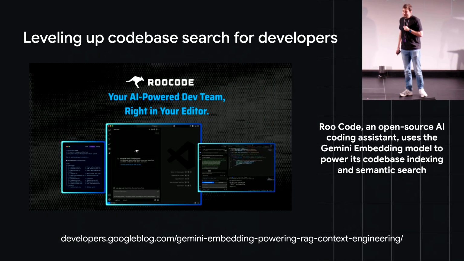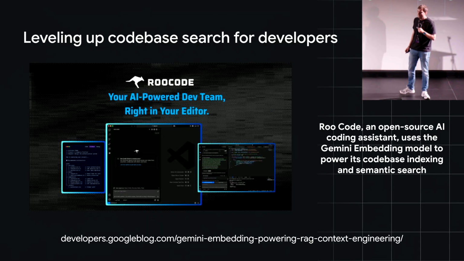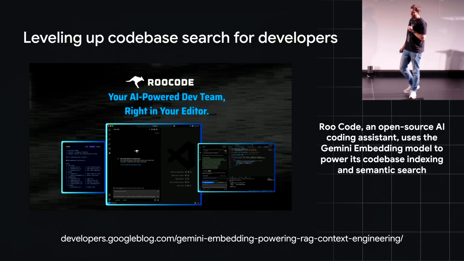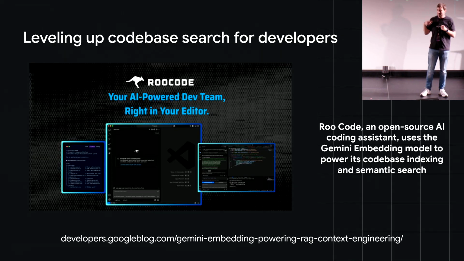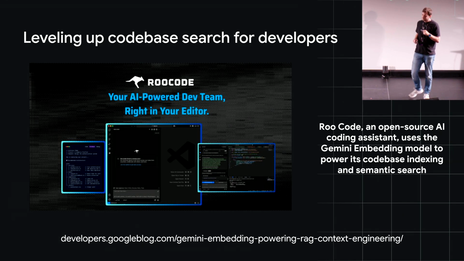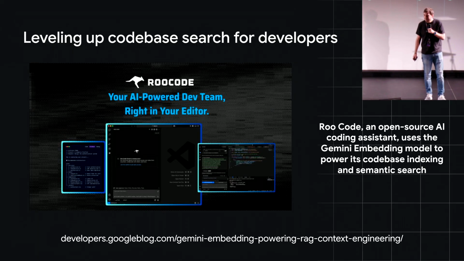And then this one is a pretty cool one. Maybe you know about it. It's Roo Code. So if you're a developer, maybe you know about this. This is an open source AI coding assistant. And they use Gemini Embedding, for example, to index their code base and also do semantic search over the code. And we have a full blog post here about some more customer stories if you're interested in that.